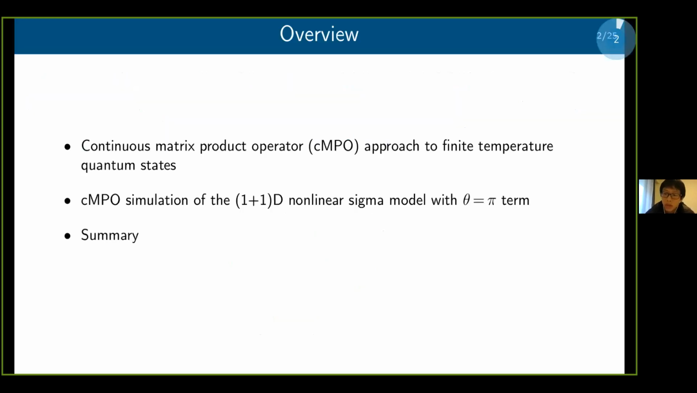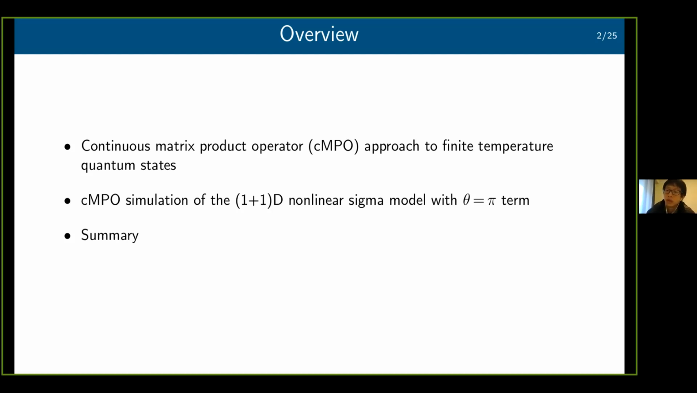So my talk will contain two parts. The first part, where I will talk about our approach, which is the continuous matrix product operator approach. This approach is a tensor network method to study finite temperature quantum states. And in the second part, we apply this approach, the CMPO, to the 1+1 dimensional nonlinear sigma model with a topological theta pi term. And finally, I will give a summary.